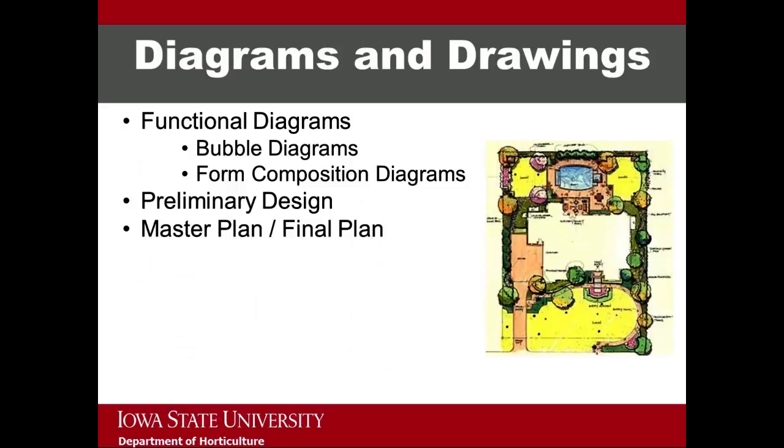Here again is the order in which the diagrams and drawings are done. Functional diagrams, which include two steps, bubble diagrams and form composition diagrams, followed by a preliminary design, followed by a master plan. You may want to jump right into a preliminary design, but you will benefit from utilizing the functional diagrams first.